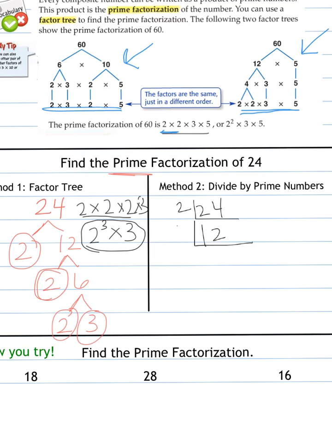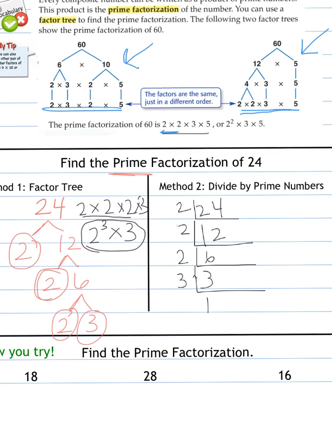Well, the smallest prime number that goes into there is 2. 12 divided by 2 is 6. Okay, I can divide that again by 2. Well, 6 divided by 2 is 3. The smallest prime number that goes into 3 is 3. And 3 divided by 3 is 1. So that's where we stop, okay?